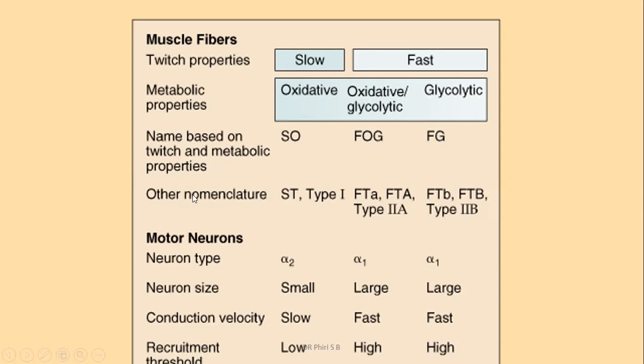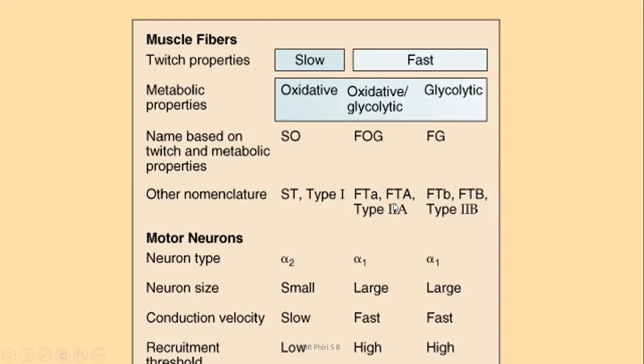And then in other nomenclature, you can say slow twitch or type 1. It's the same thing. Then you can have fast twitch type A, or fast twitch with capital letter A, or type 2A. This is another nomenclature. Then you also have fast twitch type B, capital letter B, or type 2B.